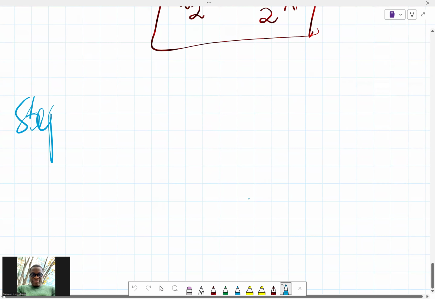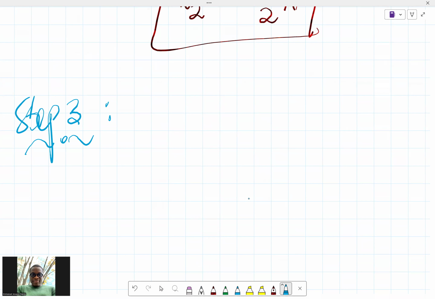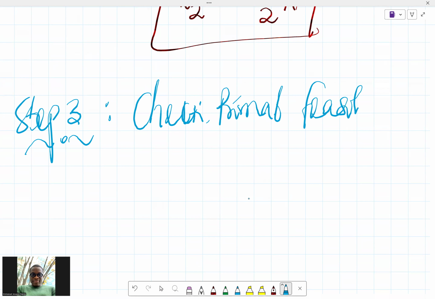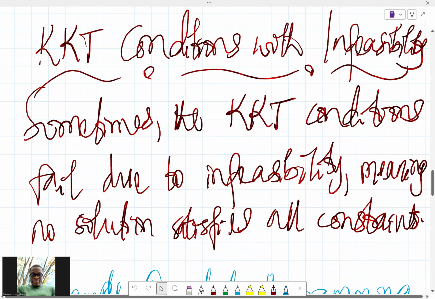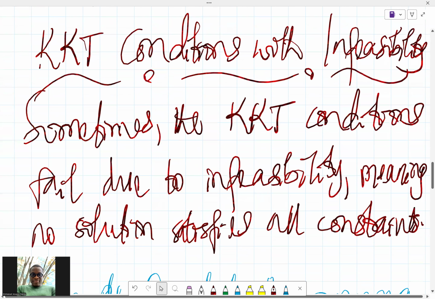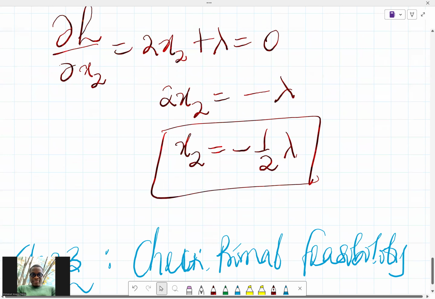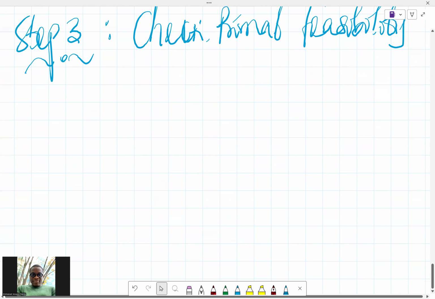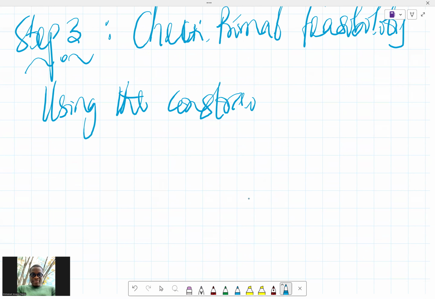So for step 3, we want to check primal feasibility. You remember primal feasibility talks about the constraints, right? So if you put the values of x you have got into the constraint, what do you get? The constraint is x1 plus x2 minus 1.